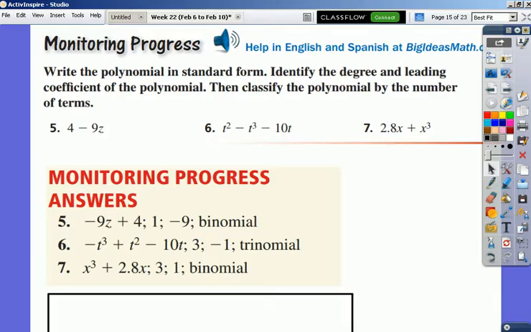Remember, we added an extra layer here, so this is linear, this is cubic, this is also cubic, and then everything written in standard form. Remember, you have to carry that negative through for your leading coefficient. All right, questions on that?